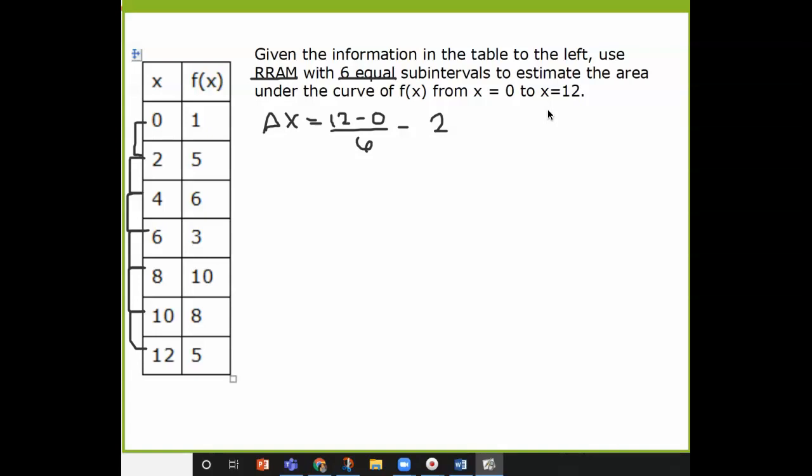A right Riemann sum means we skip the first. If you think about the heights of the rectangles, I kind of drew the rectangles off to the sides. Each of those heights would come from this side of the rectangle, which starts with 5.